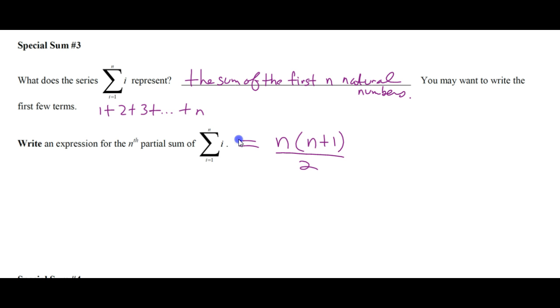Really, the natural numbers are just an arithmetic sequence, right? Where T1 is 1 and D is 1. So you could plug this into the formula for an arithmetic sequence and you would generate this formula, okay?